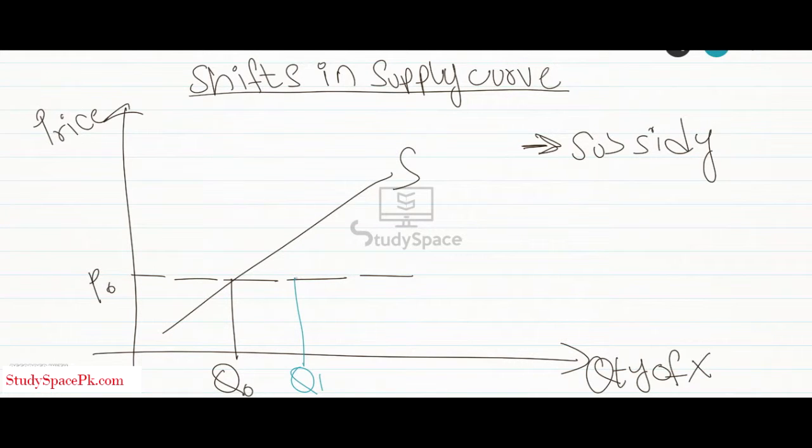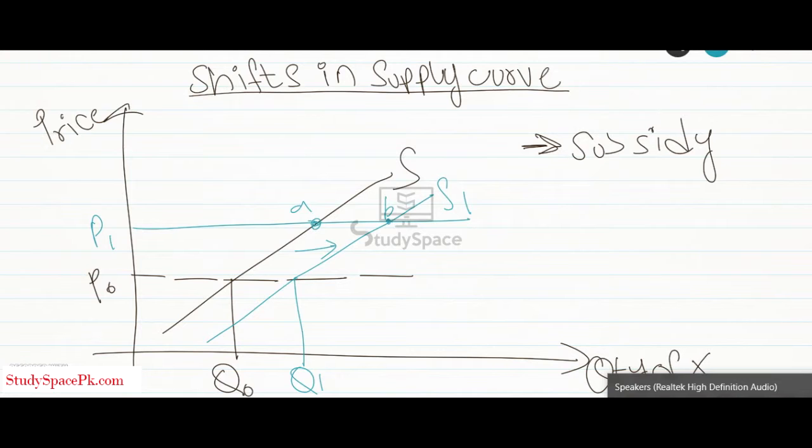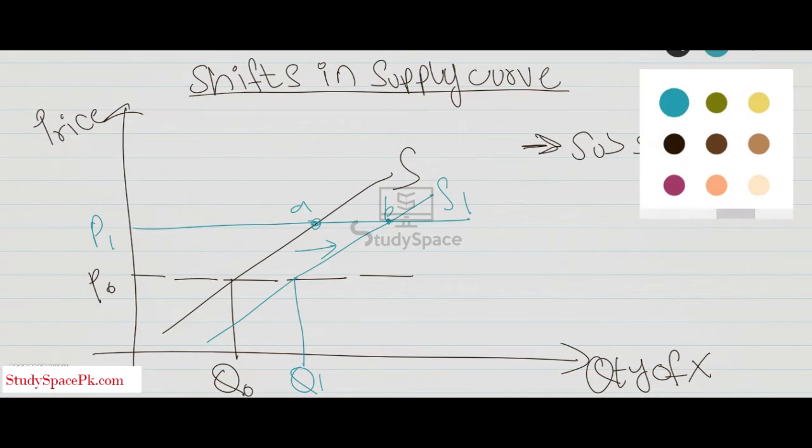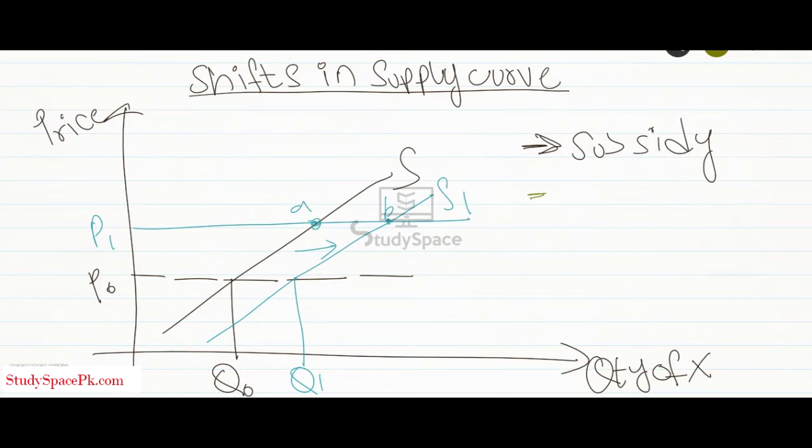So the supply has increased from S to, let's say, S1. The quantity supplied has increased at each and every price level. Let's say at price level P1, the quantity supplied has increased from point A to point B. So a positive change in supply due to factors other than price is illustrated through an outward shift in the supply curve, and the same goes for an inward shift for factors that negatively affect supply. Let's say instead of a subsidy, the government has introduced taxes on the supply of good X.